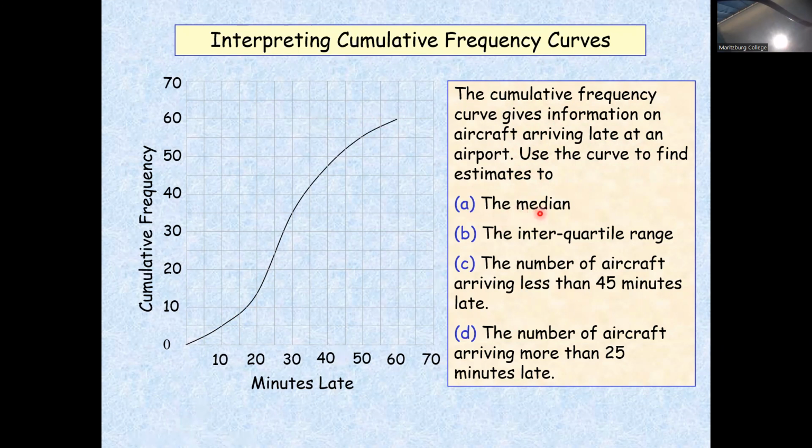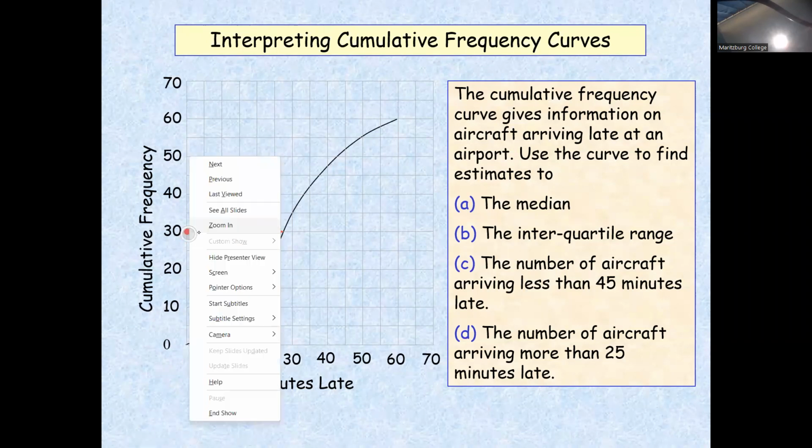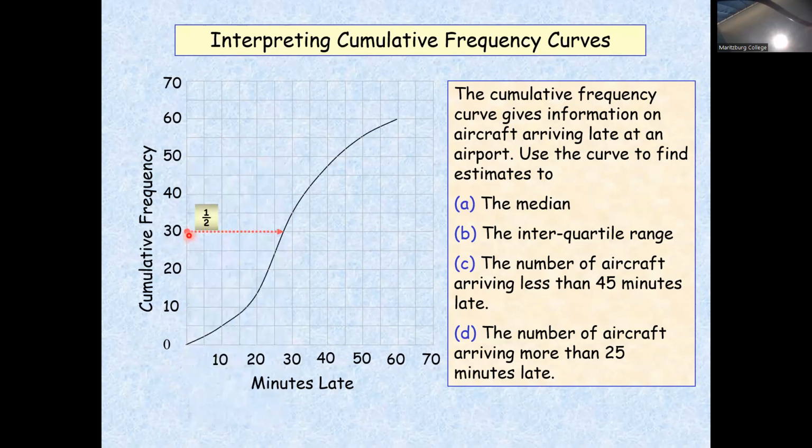And if we want to find the median, we want to go to the halfway mark, and half of 60 is 30. So at 30, we draw a horizontal line, and then we draw a vertical line from the point where it meets the Ogive curve, and we come straight down. That will take us to a median of 27 minutes late.